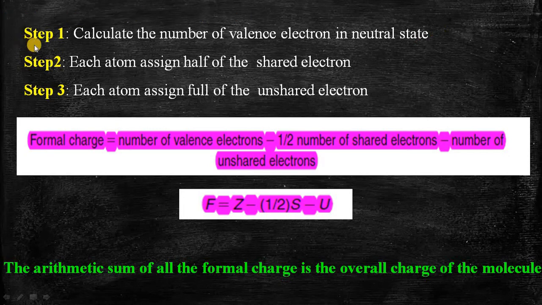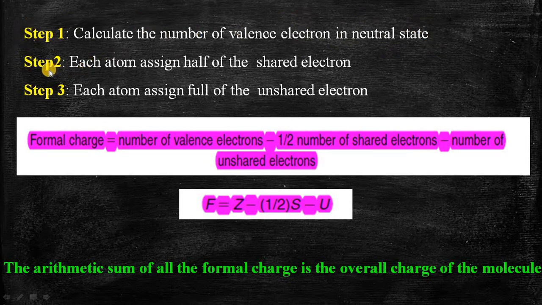After drawing the proper Lewis structure of that molecule or ion, you have to calculate the number of valence electrons in the neutral state. Suppose an atom is present in a molecule. First of all, you have to calculate the number of valence electrons present when that atom is in the neutral state. That is step 1.